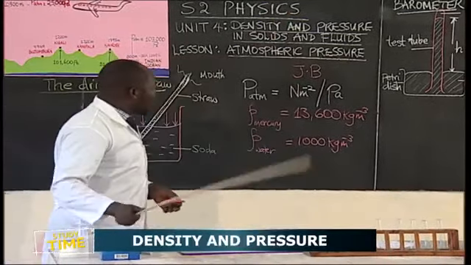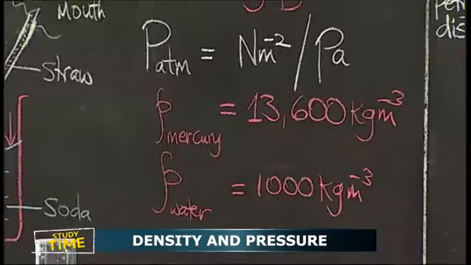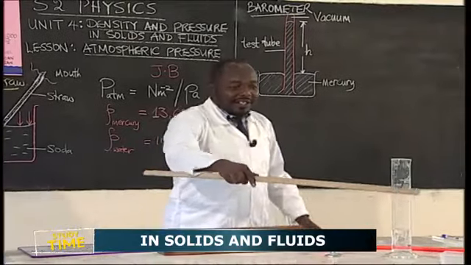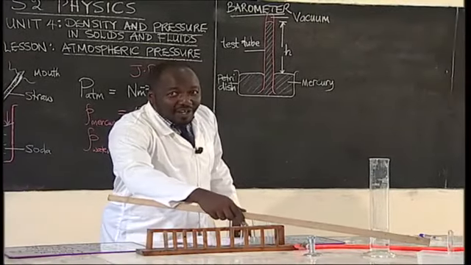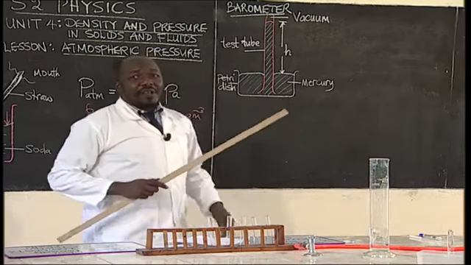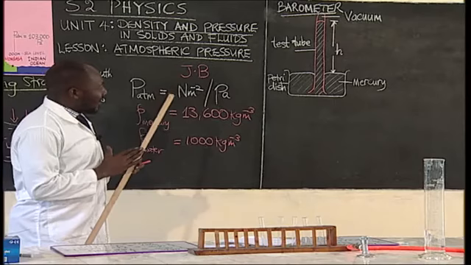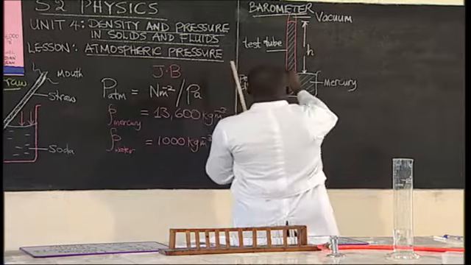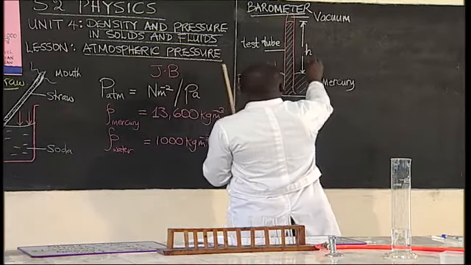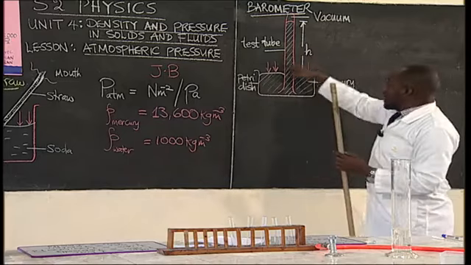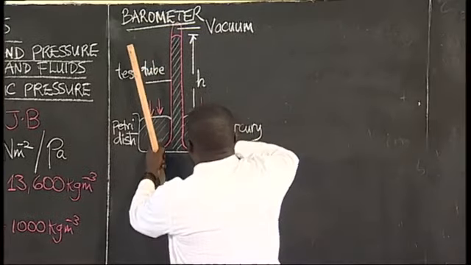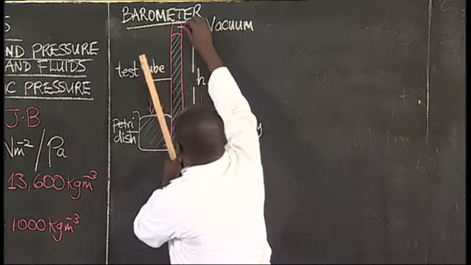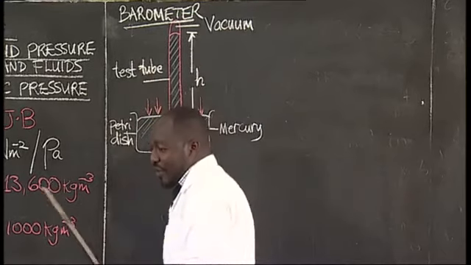What about if we use mercury? Will it support a very great height? Okay, let us see. So we repeat the same experiment like we did here, but we don't use water. We now use mercury. Unfortunately, I don't have mercury here, so we shall just look at what happens when we use mercury. So if we use mercury, atmospheric pressure will push this surface down. This is atmospheric pressure, causing the mercury to rise in the test tube. But it will only rise to a certain height, and there's going to be an empty space above the mercury.